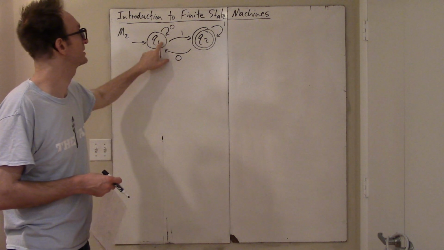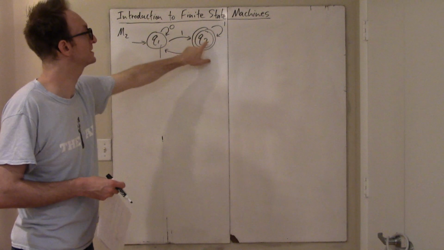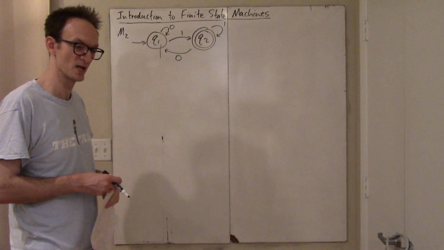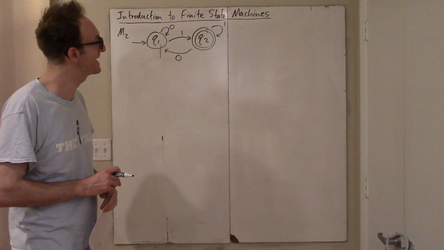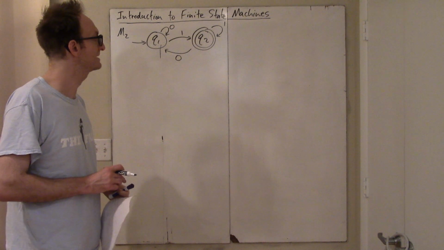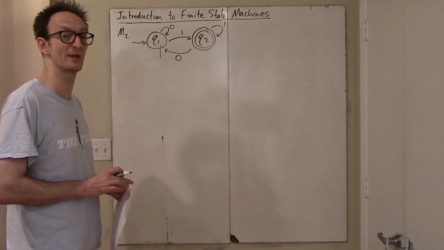And if you got a bunch of zeros, it's unhappy. But if you got a 1, it's happy. And it stays happy as long as you keep feeding 1s. If you feed a 0, it becomes unhappy again. So if a string ends in 1, this machine will accept it. And if the string ends in 0, this machine will not accept it.